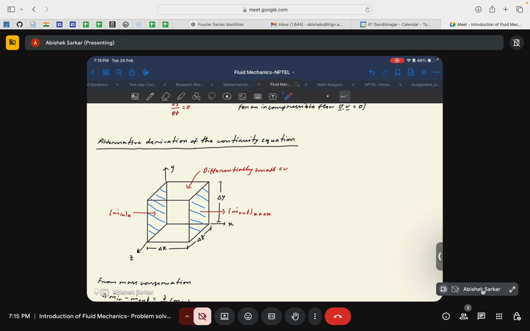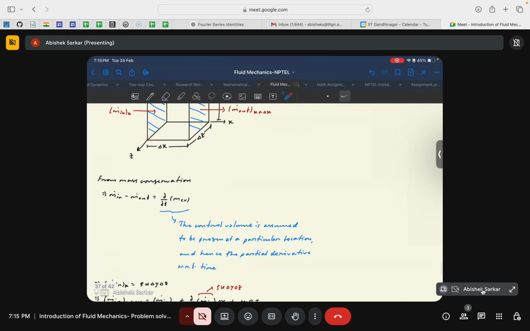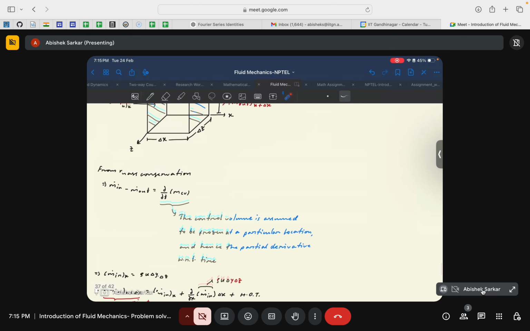Again consider a simple fluid element with dimensions delta x, delta y, delta z, and say the mass flow rate or the mass flux at this face is m dot in along the x direction, and at this face is m dot out at a location of x plus delta x. Again, we will use the same Taylor series expansion. For mass conservation, the total mass flux should be equal to the total rate of change of mass inside the control volume.